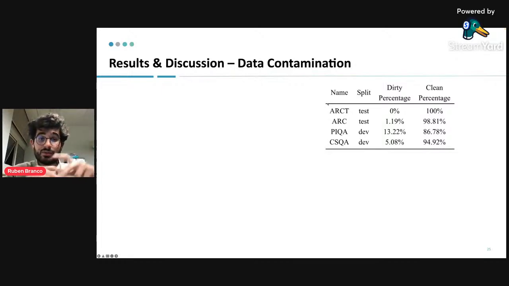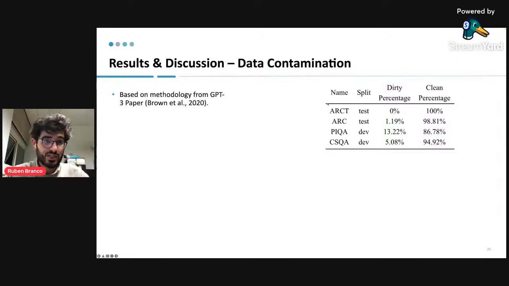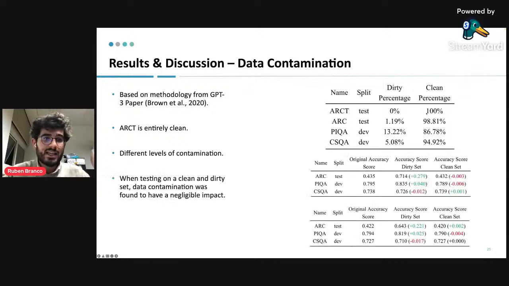For data contamination, we saw the n-gram overlap between the test sets for each task and the pre-training data set for RoBERTa and BART Large. And this was based on the methodology from GPT-3. We can see that the argument reasoning comprehension task is entirely clean, and then there are different levels of contamination for the other tasks. And then we separated the test sets, and we produced a dirty set composed of just dirty examples, and then a clean set composed of just clean examples. And we saw that data contamination did not have a negligible impact, and as such, it should not be a factor. Memorization should not be a factor that could explain the results that we have been obtaining in the previous stress tests.